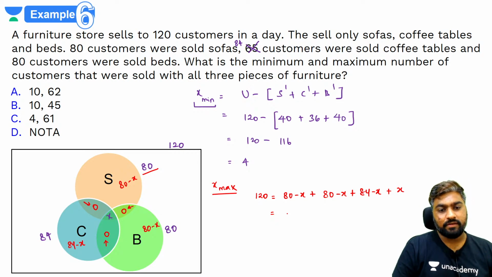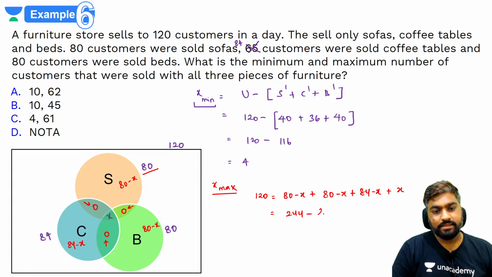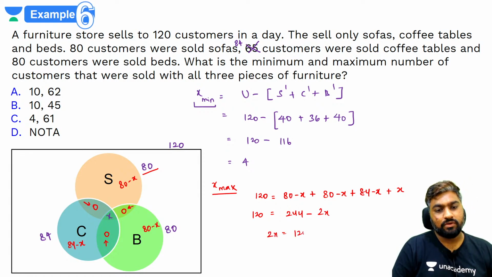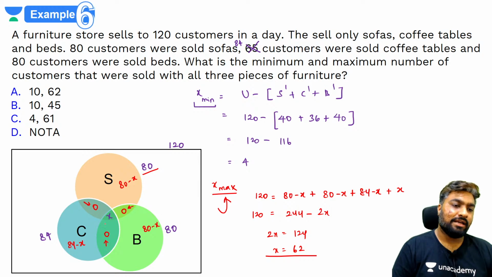Yes, so this is 244 minus 2x, which is 120. Are you getting this, guys? So 2x is equal to 120 minus 244, that's 124. X is what? 62. So if x has to be maximum, individual intersections have to be minimum.